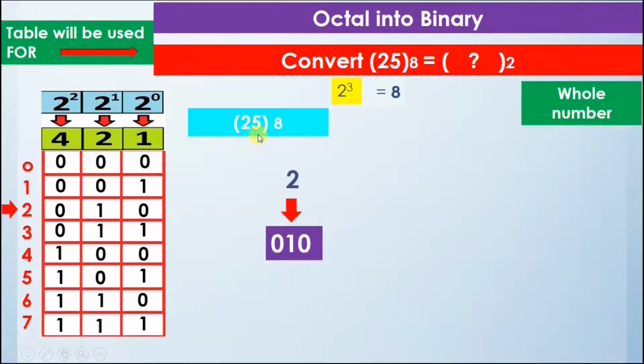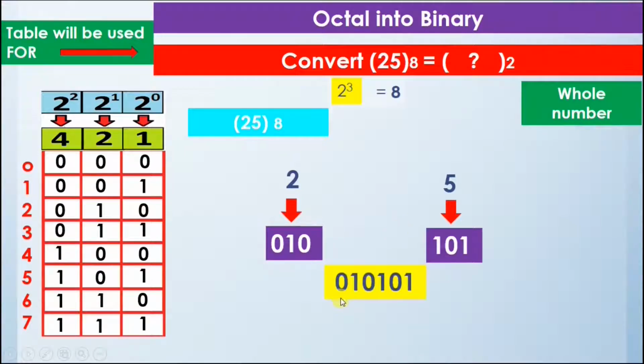Next we will take the digit 5 and look at the table. Where is 5 in the table? Here is 5 in the table and 5 is equal to 1, 0, 1 in binary. So we write 5 as 1, 0, 1. Now we have calculated the value of 2 and also the value of 5, so we will combine the results of these two to get the final answer.